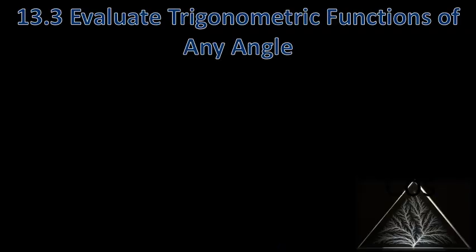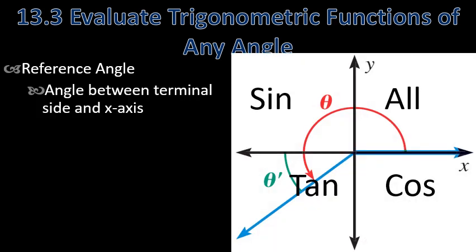All right, let's do some more examples. If you noticed in those last several examples, the sine, cosine, and tangent could be negative. We can figure that out using a reference angle. The reference angle is the angle between the terminal side and the x-axis.